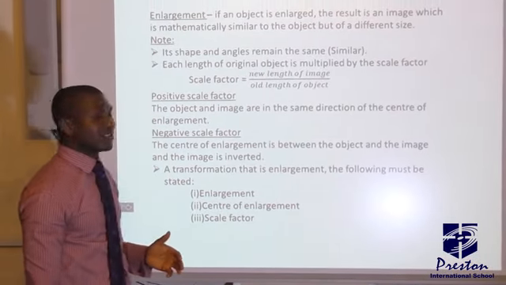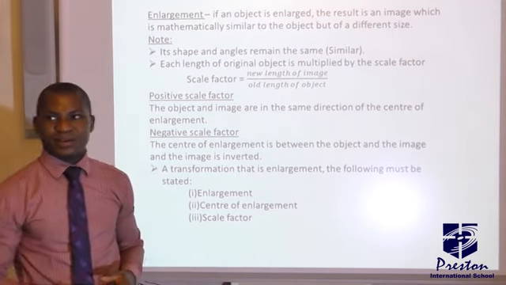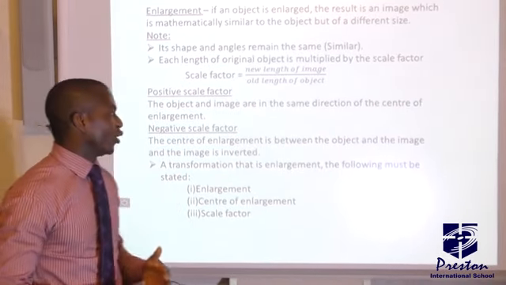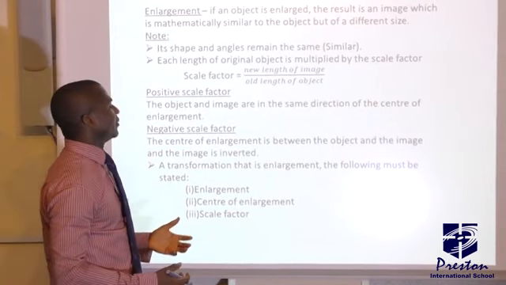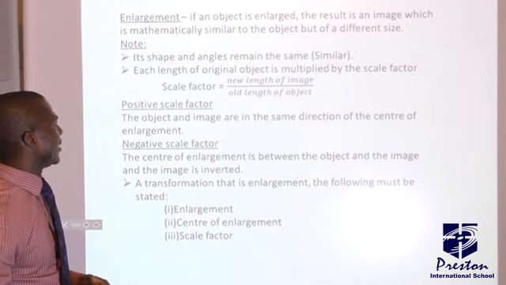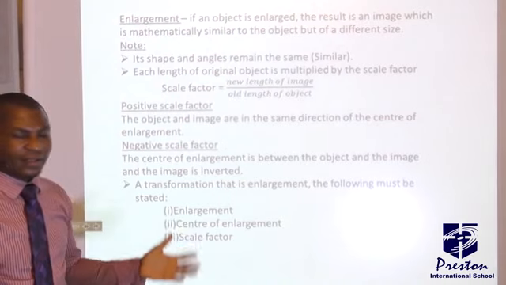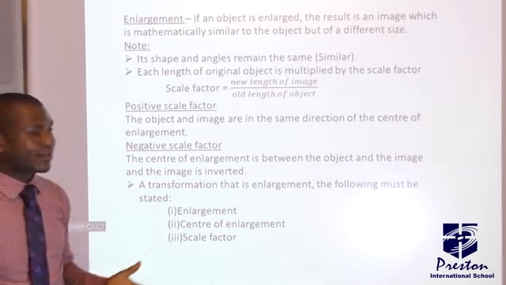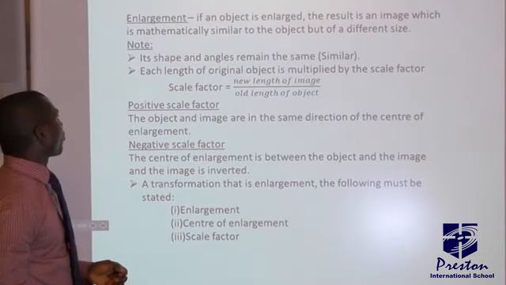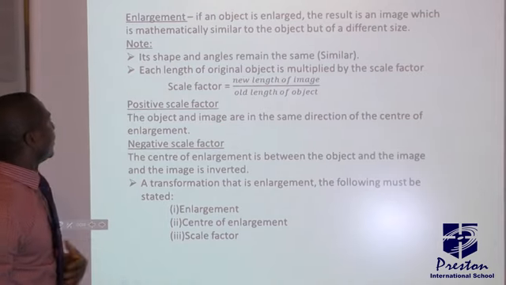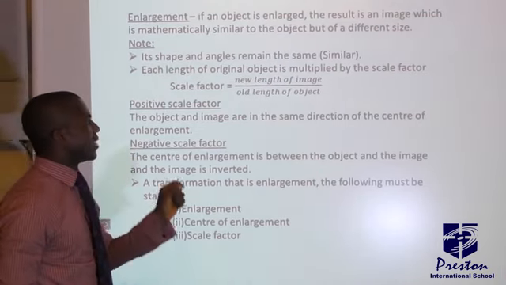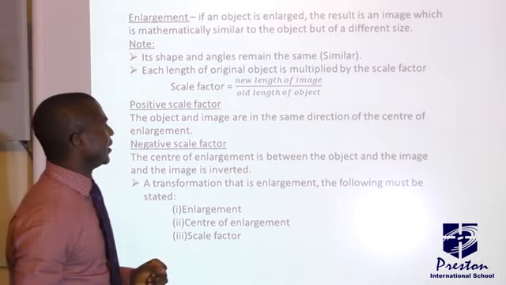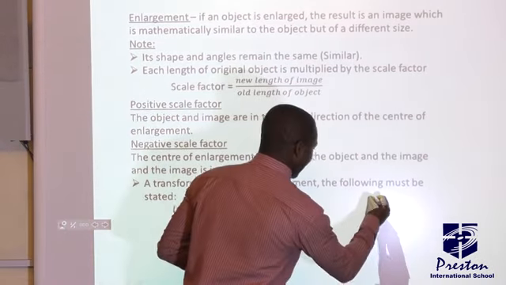Now, enlargement is just the result when you increase or decrease a shape. While doing that, the two shapes will be mathematically similar, but the only difference is that they will have what? Different size. Now, under enlargement, we said the shape and the angles remain the same. That makes the two shapes similar.